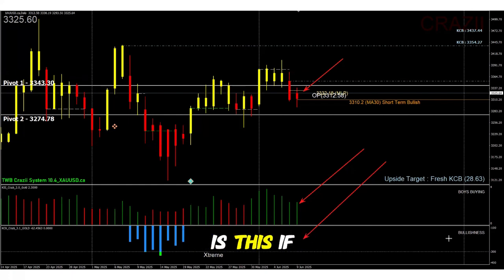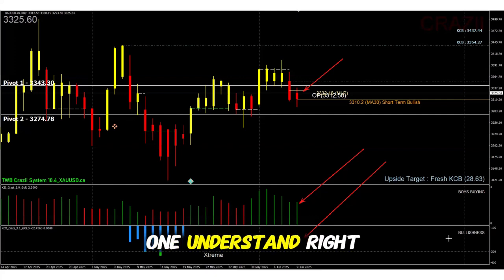If the boys are buying, there are two types of buying. One, the follow-through buying. That means once the market opens and starts to go above OP, we just follow through to buy. As long as the market is above OP and I'm buying, and the KSI is green, then usually it will go to the next levels like KTR1, KTR2, KTR3. This one you understand, right?